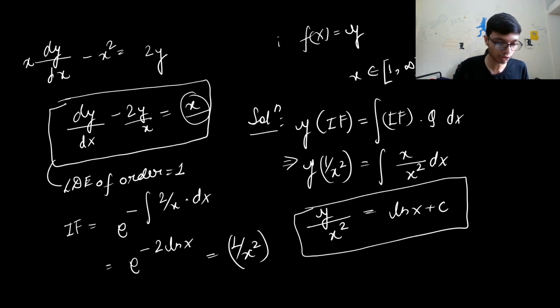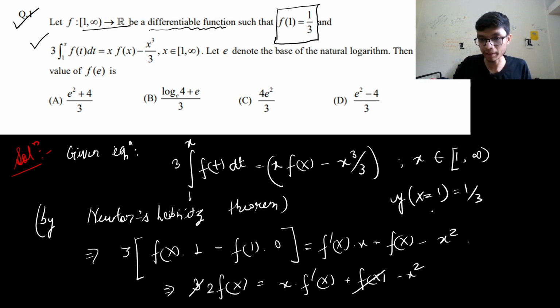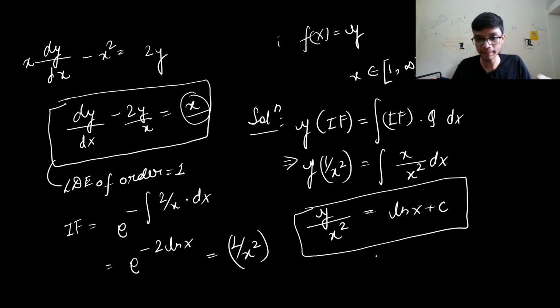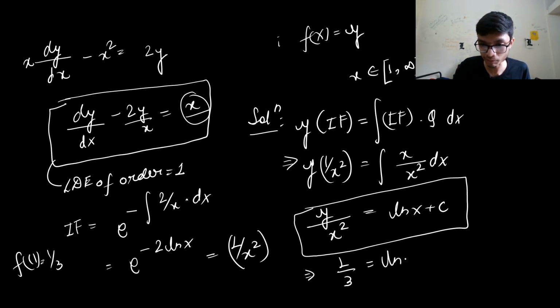But since the question also mentions the value of the parameter, that is, the value of y at x equal to 1 is 1 by 3, we use this result, that is f of 1 is equal to 1 by 3. So we get 1 by 3, and x is 1, so it will be 1 only, is equal to ln of 1, and ln of 1 is equal to 0. So the constant I get from here is 1 by 3.